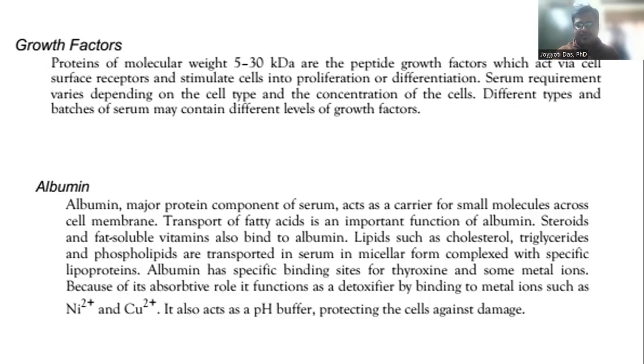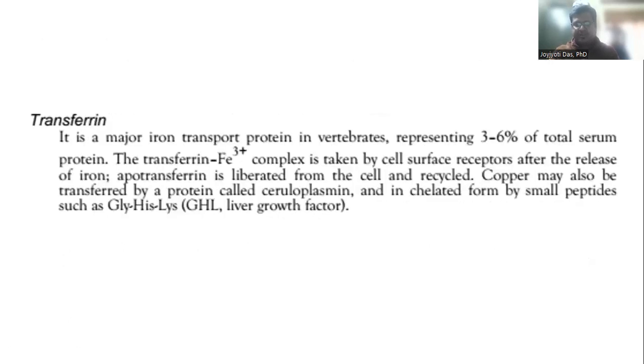Albumin acts as a carrier for small molecules across the cell membrane. Transport of fatty acids is an important function of albumin. Steroids and fat-soluble vitamins also bind to albumin. Lipids such as cholesterol, triglycerides, and phospholipids are transported in serum in micellar form, complexed with specific lipoproteins. It also acts as a pH buffer, protecting the cells against damage. What is the role of transferrin in serum? It is a major iron transport protein in vertebrates.